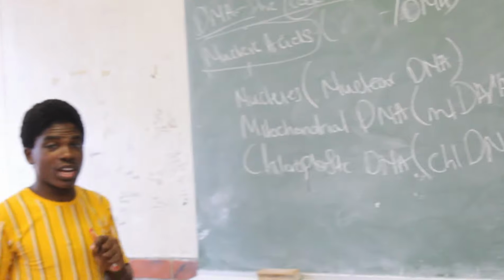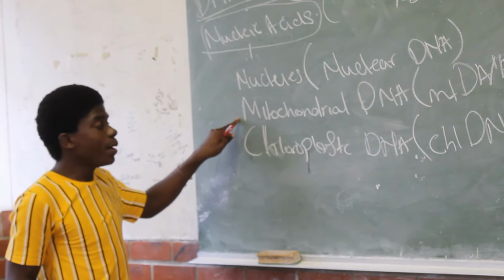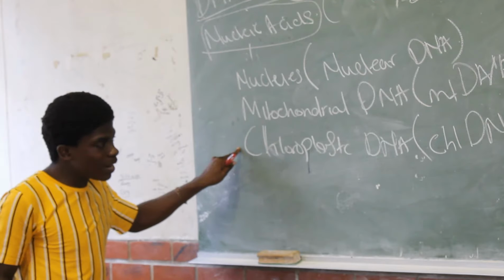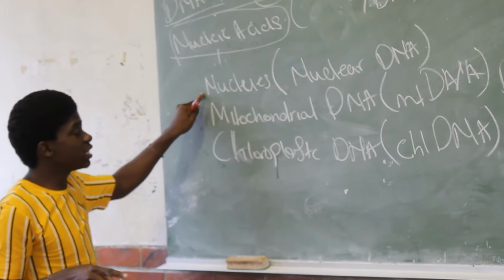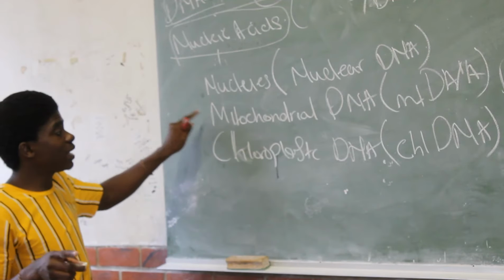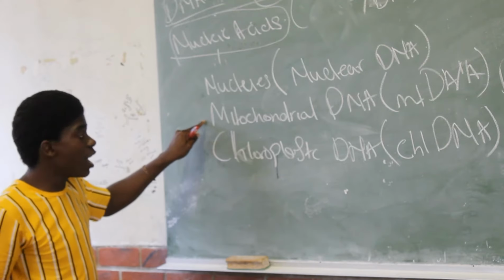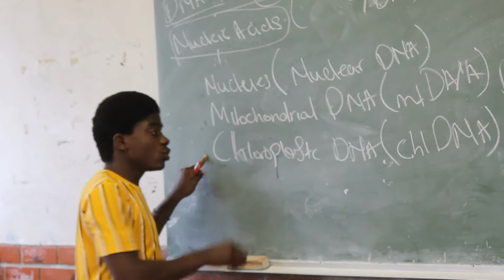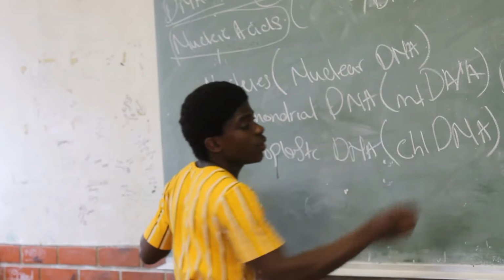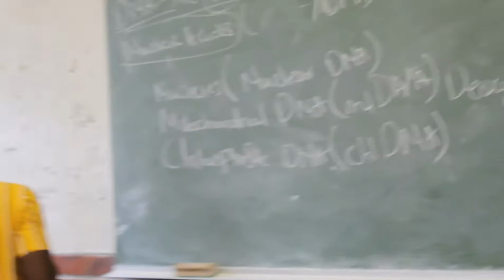Since all living cells have a nucleus and mitochondria, but a chloroplast is only found in plants. So a nucleus is found in animal and plant cells, and mitochondria are found in both animal and plant cells. But a chloroplast is only found in plant cells. So this type of DNA you only find in plant cells. Okay, so these are the locations of DNA.